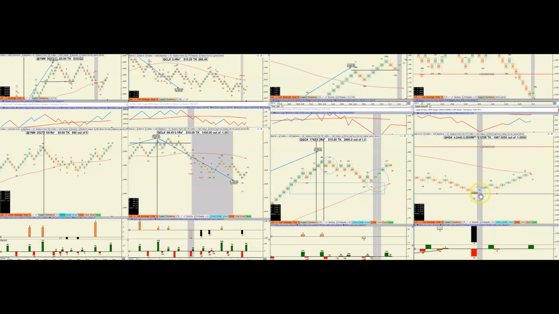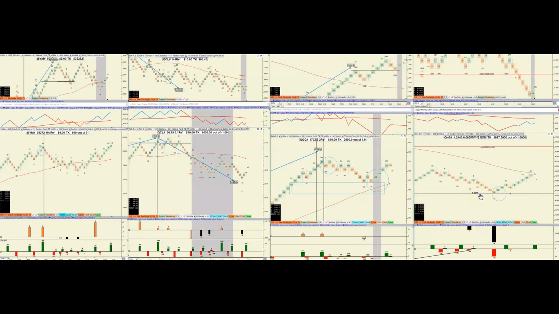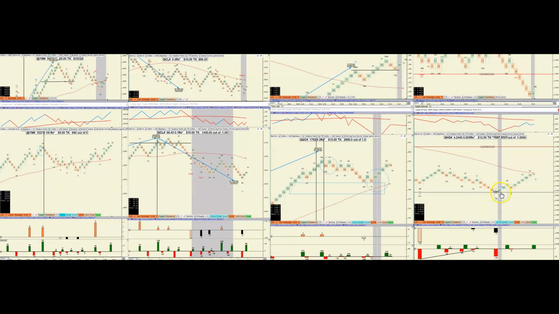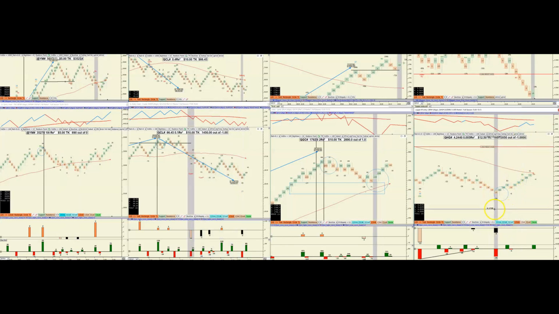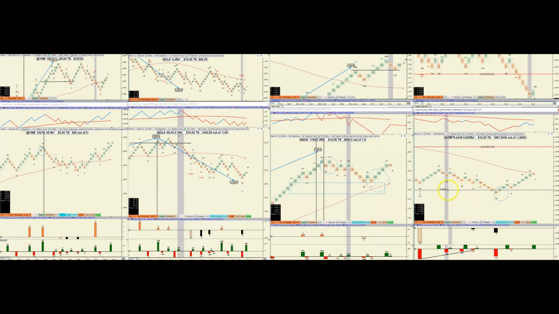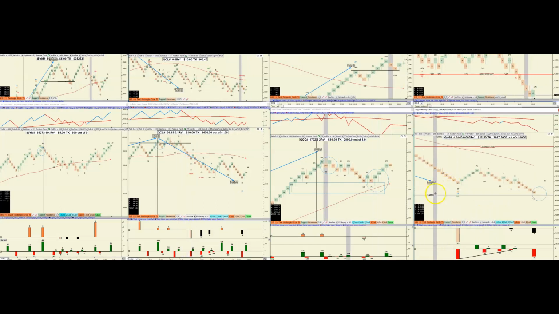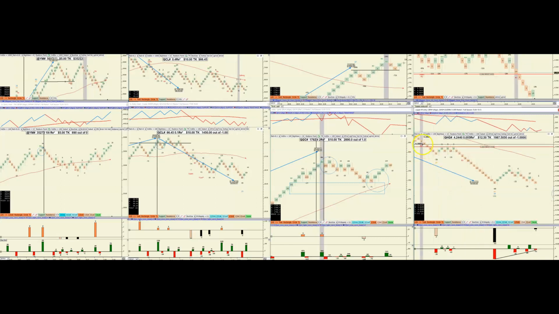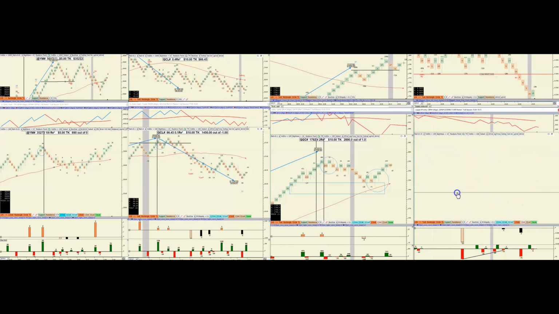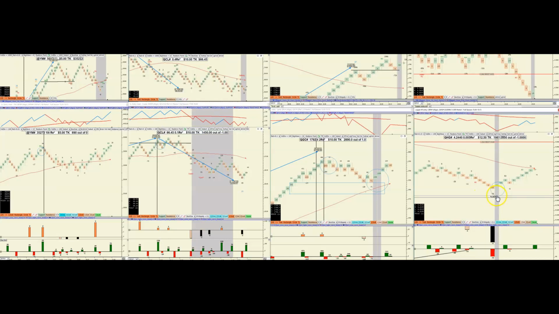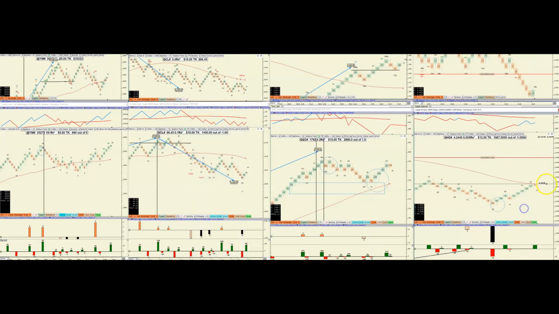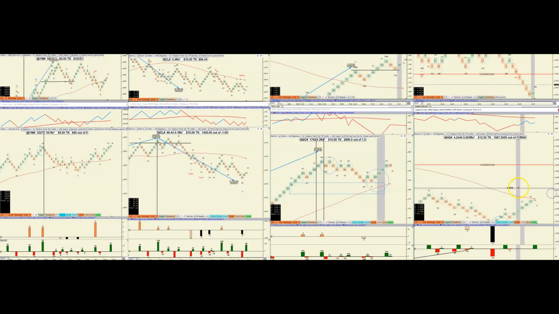Look at that, 80. That's your volume off the bottom, which is causing this change. 80 is bigger than 18, 8, 35, 37, and all of these bricks. There it is, right there. That's your demand.